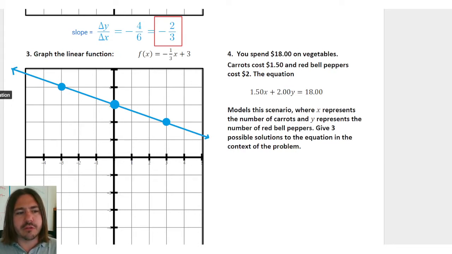So what we're really looking for here are values that will essentially work here. So I think the best way to approach this is to construct a little table, x and y, and just pick some numbers.